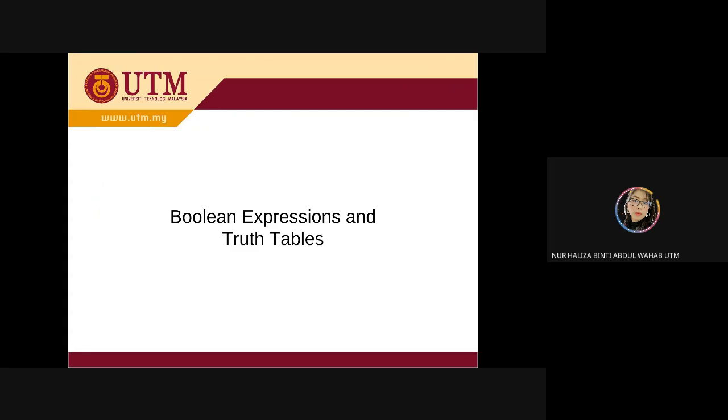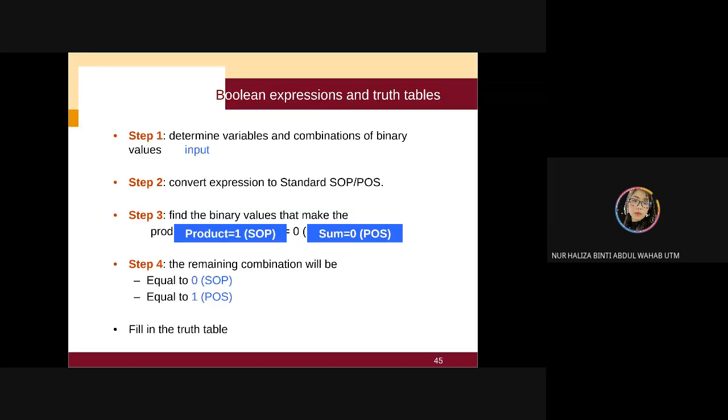So now you can see over here, you have the Boolean expression and truth table, the one that I already showed you just now. If you have SOP, your output will be 1. POS, your output will be 0.